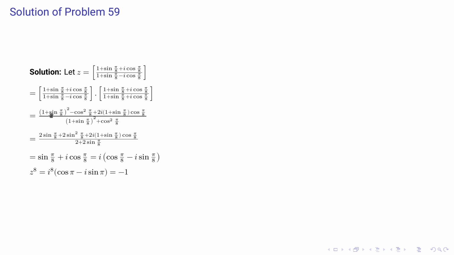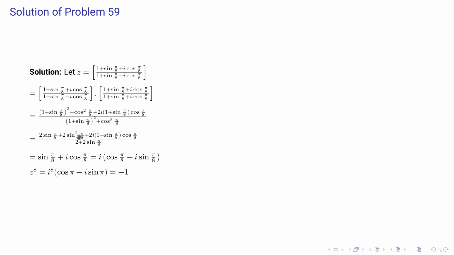So this will give us 1 plus 2 sine pi by 8 plus sine square pi by 8, and I have taken the 1 minus cos square pi by 8 as sine square pi by 8. So that sine square pi by 8 will get added to the sine square pi by 8 from this. So we get 2 sine pi by 8 plus 2 sine square pi by 8. And this part I have left as it is, after multiplying these two. Now this is equal to 2 plus 2 sine pi by 8, because sine square pi by 8 and cos square pi by 8 is 1, and that will get added with the 1 of this term. So it is 2 plus 2 sine pi by 8.